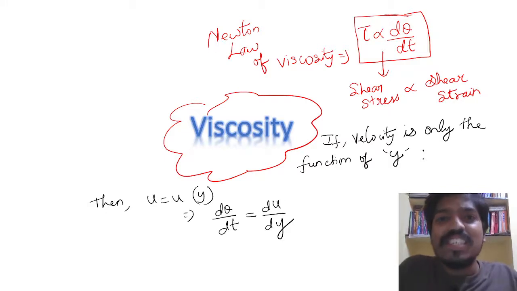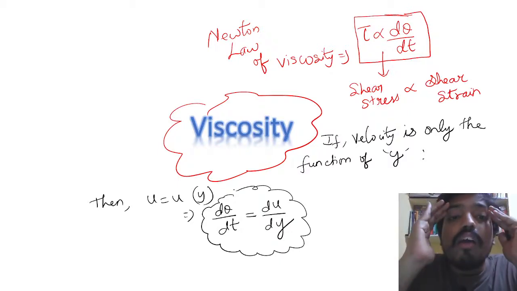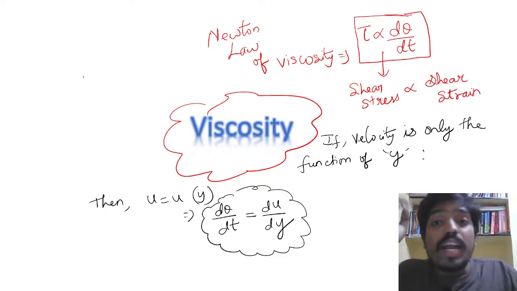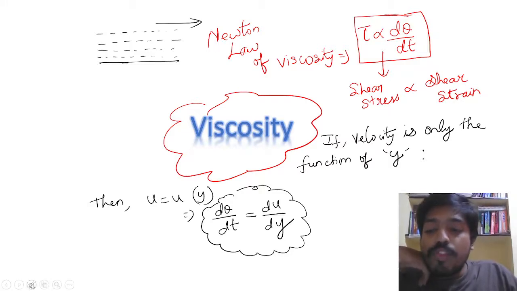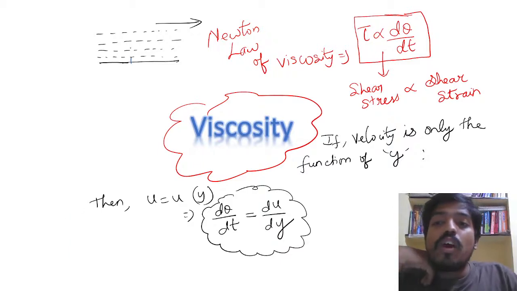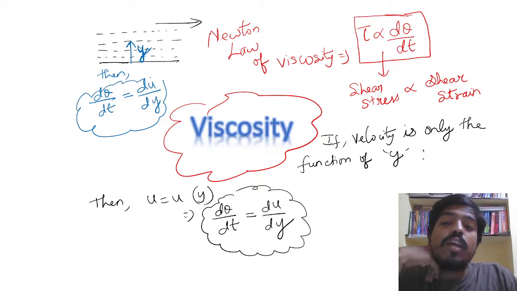This is a very important point that you have to understand when you are studying viscosity, when the velocity profile depends only on the y direction. Say the fluid is moving in a closed conduit in this direction, and the velocity varies only with respect to y. Then the shear rate d theta by dt is nothing but the velocity change with respect to the y direction, which is very interesting.